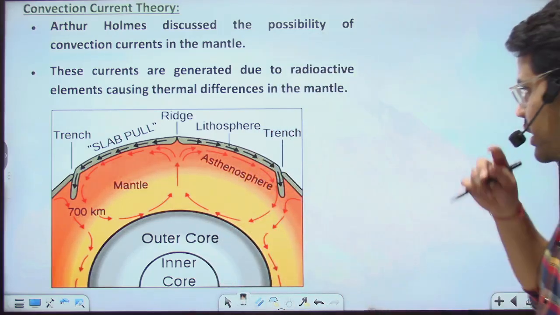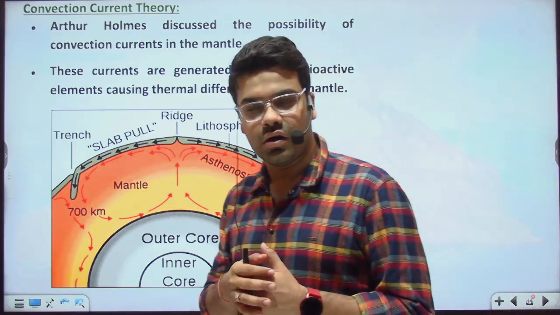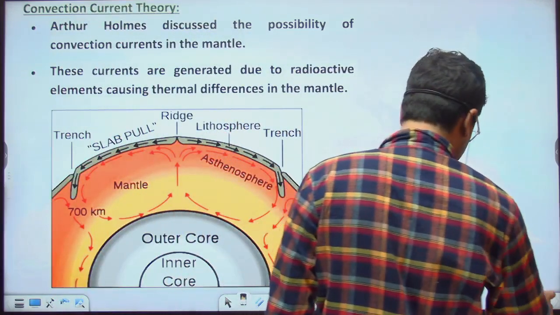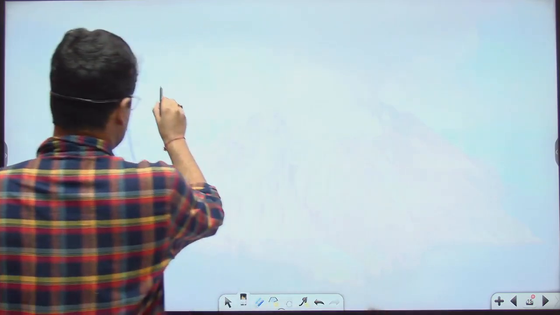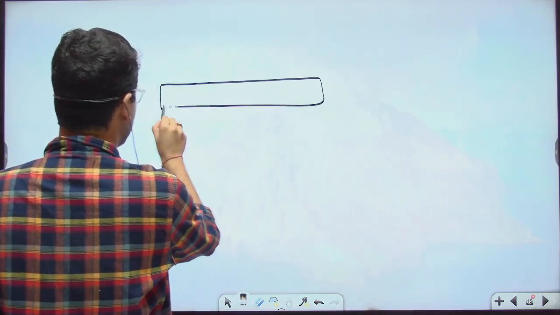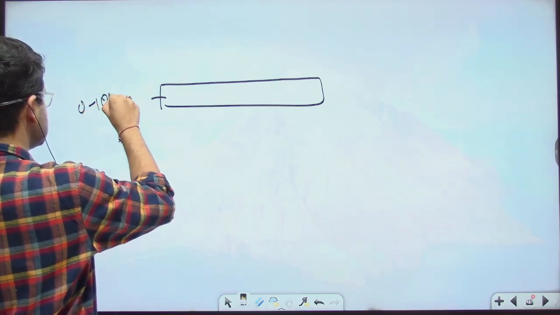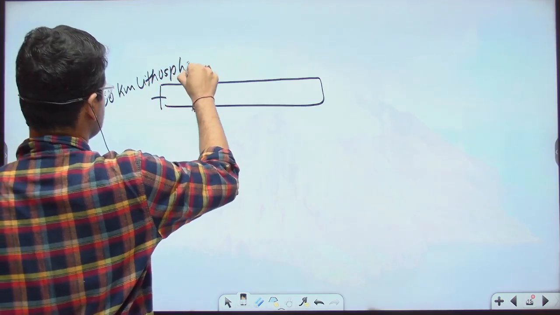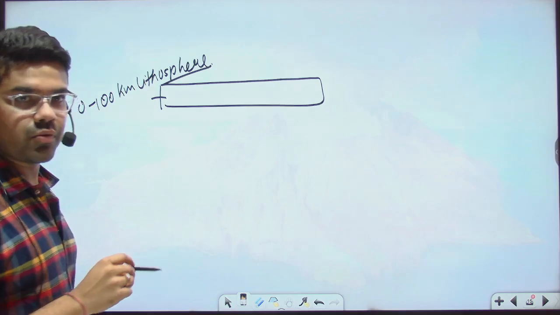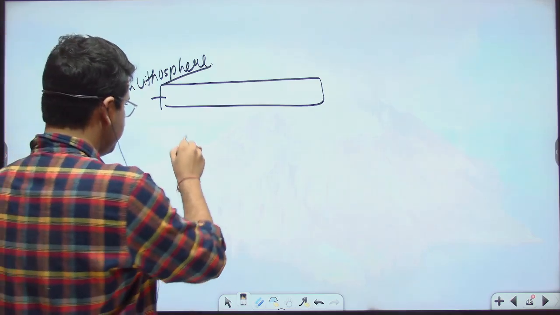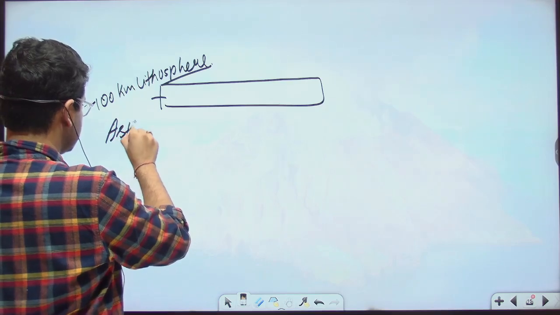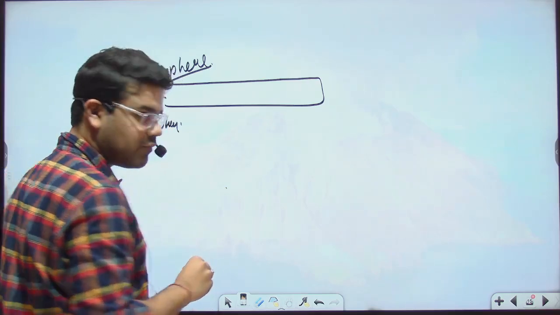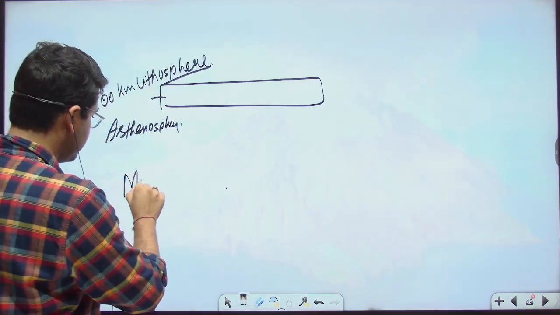Let's look at this diagram. Since you might have read about the interior of Earth, how is the interior of Earth? There is a block of 0 to 100 kilometers. We call it the lithosphere block. Below it we have the asthenosphere, and beneath it we have the mantle.